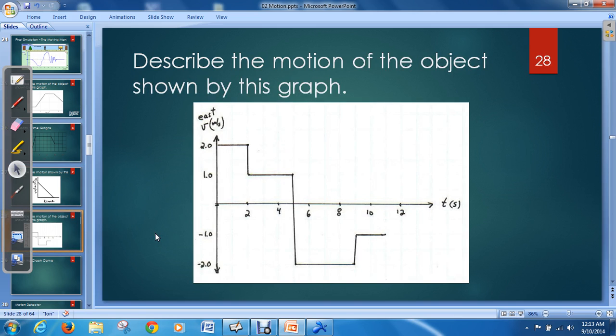So try this one on your own if you can, of what this object or person would be doing. Again, this is velocity, this is time.